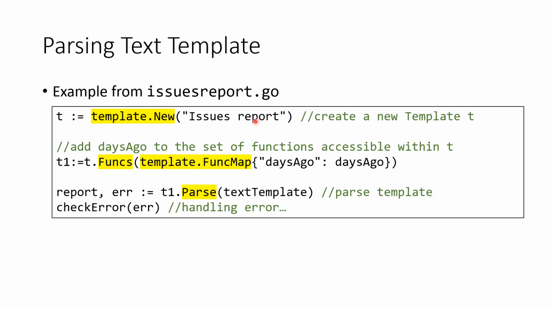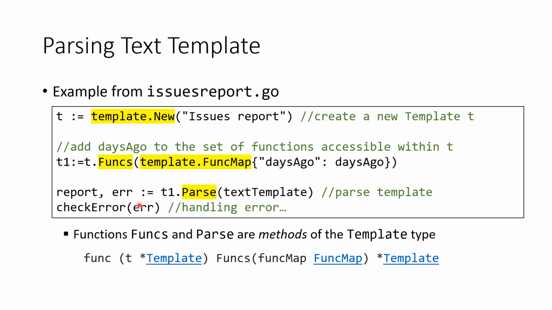The resulting template is pointed to by the pointer t. Note that here variable t is a pointer to a template. Before parsing, we need to add the function daysAgo to the set of functions accessible within the template t. This is done by calling the function Funcs on the template t.